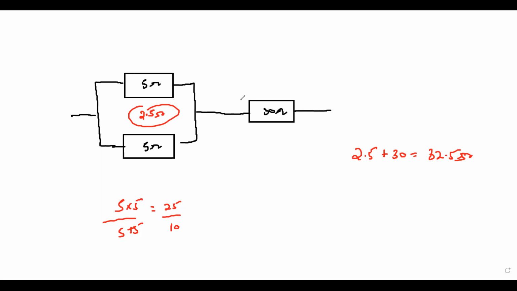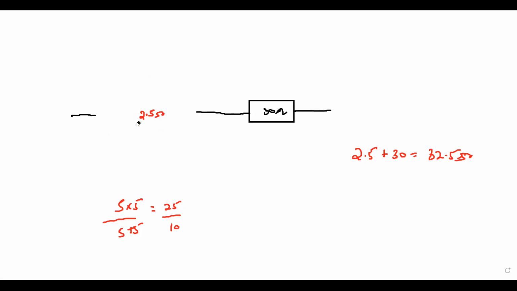Why do we add them? Because as you can see, when this 5 ohm and 5 ohm are in parallel, we find the combination of these two. When we work out the combined resistance of these two, it becomes 2.5, and that combined resistance is now in series with 30. So whenever they are in series, we add them. And when they are in parallel, the formula is product divided by sum.